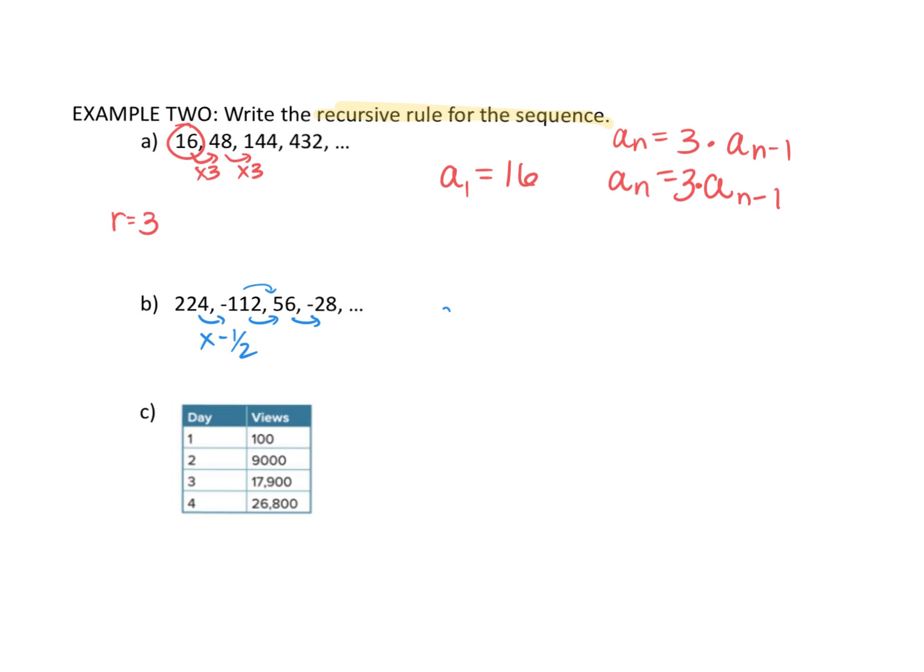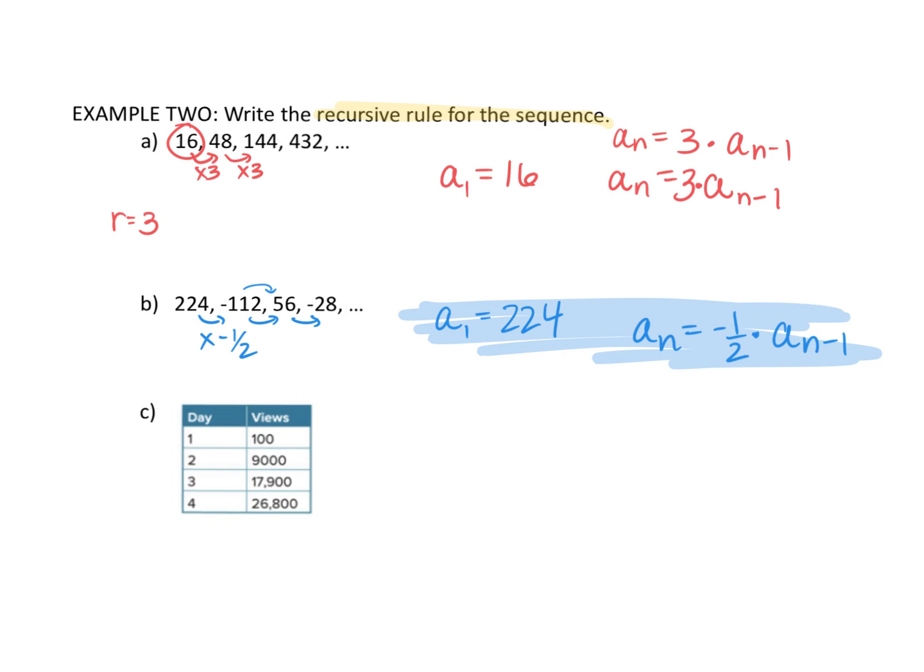So first thing I'm going to do is say my first term is 224. To find my next term, I'm just multiplying by a half. So to find any term, or the next term, I'm going to take the previous term and then multiply it by a half, negative a half. So I'll put negative a half. There is my recursive rule. Just so you know, this whole thing I'm highlighting is all the recursive rule. You have to have both parts because you need to know that first term for a recursive rule to work.